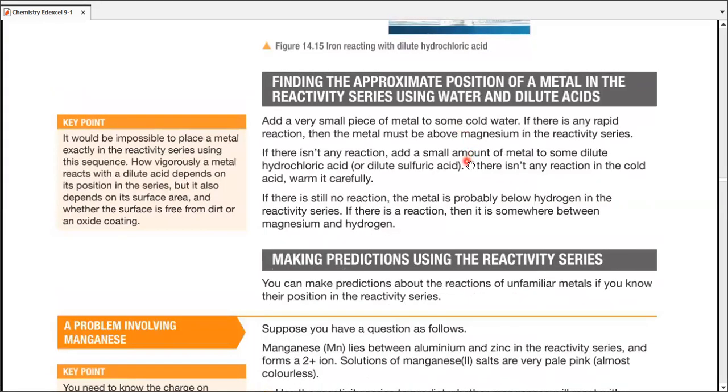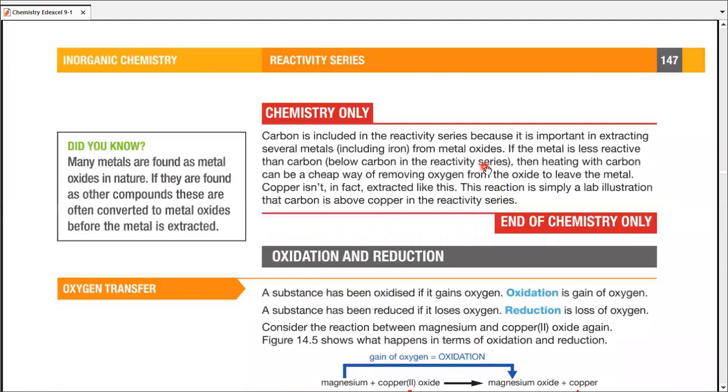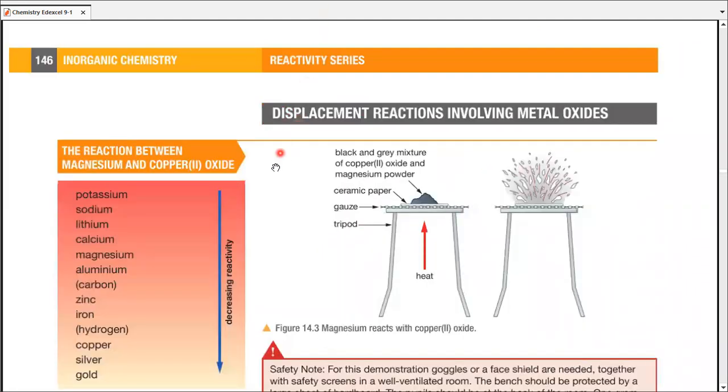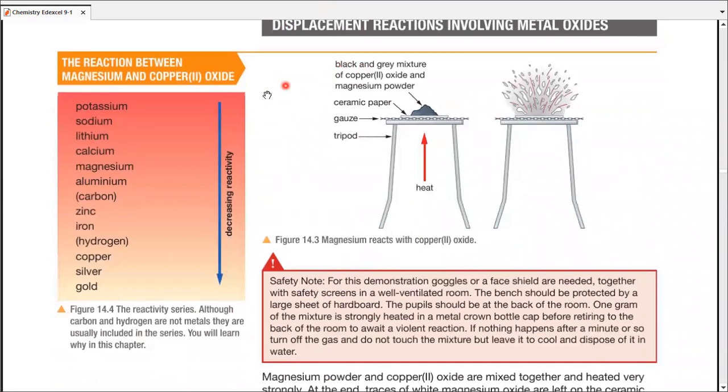Now, finding the approximate position of a metal in the reactivity series. Your reactivity series is very limited. Let me go a few pages back and explain what I meant. Go ahead and count the elements in the reactivity series. You start from potassium: 1, 2, 3, 4, 5, 6, 7, 8, 9, 10, 11. You have a total of just 11 elements in your reactivity series.